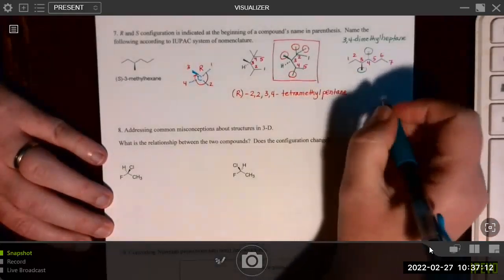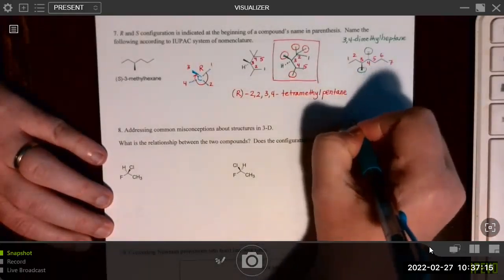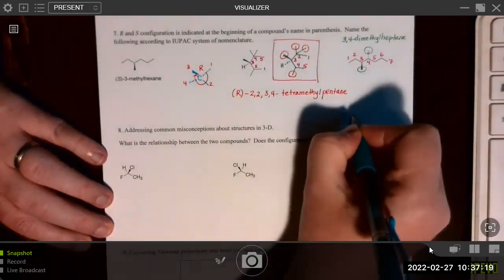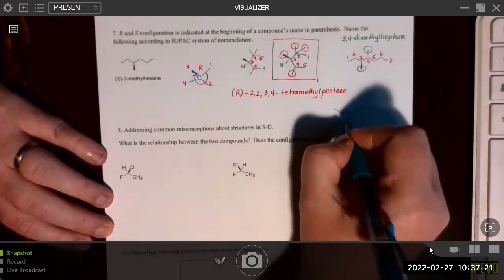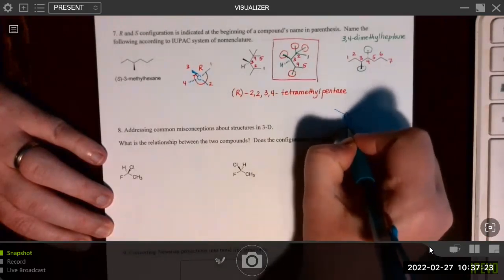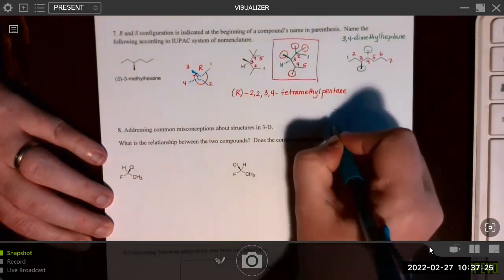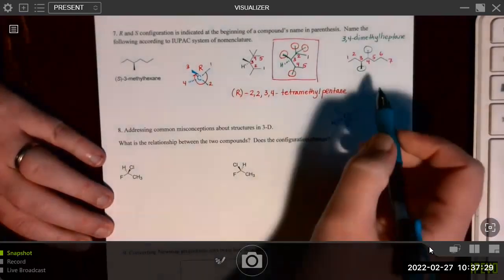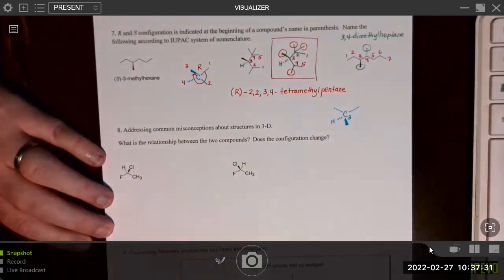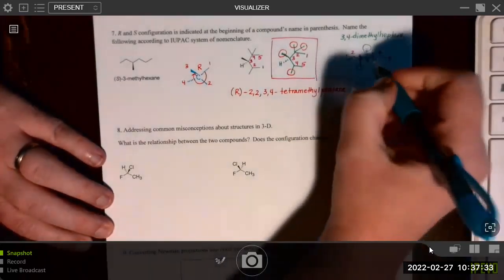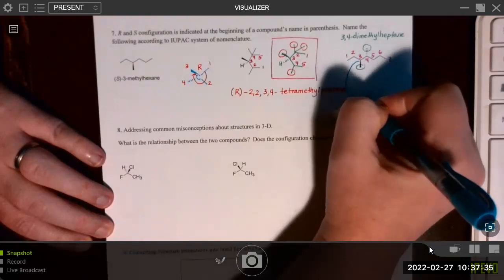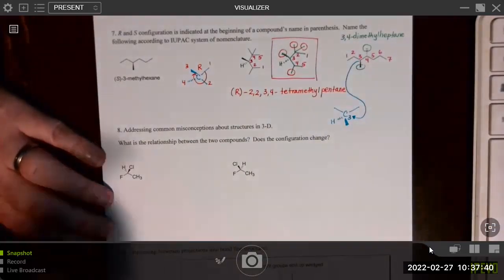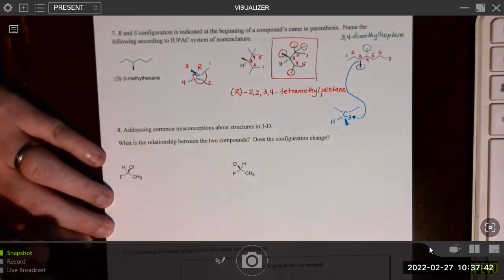So for carbon number 3, we have 2 groups in the plane, and we have a methyl coming out at us and a hydrogen pointed straight back. I don't want to really put the carbon 3 here. I'm just going to put a little arrow to where I got the 3, because that's not priority 3, that's just carbon 3 on the structure.